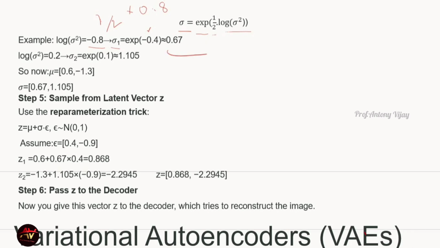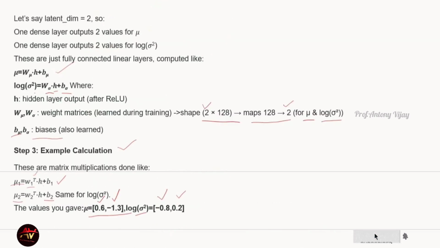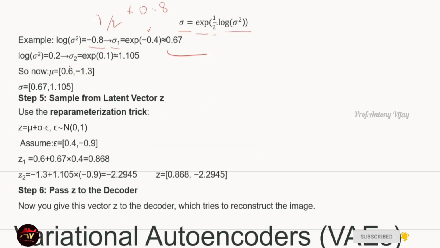The same formula again. In the previous slide we saw the second value for log sigma square is 0.2. Again we apply this: log sigma square is 0.2. Then we have to find sigma 2, which is the exponential of one half times 0.2. It will be the exponential of 0.1.